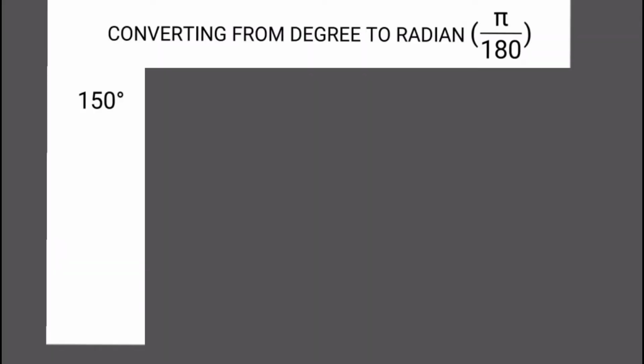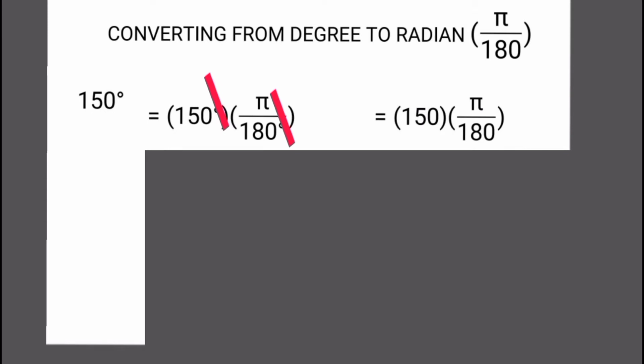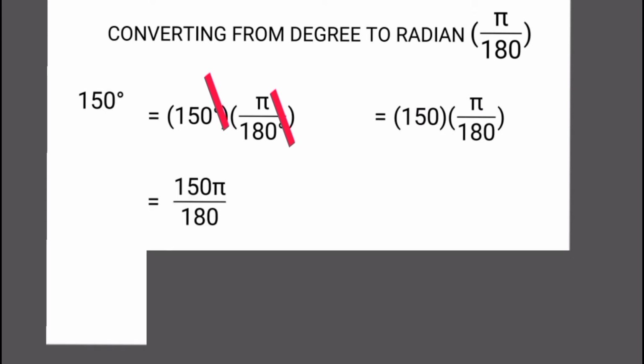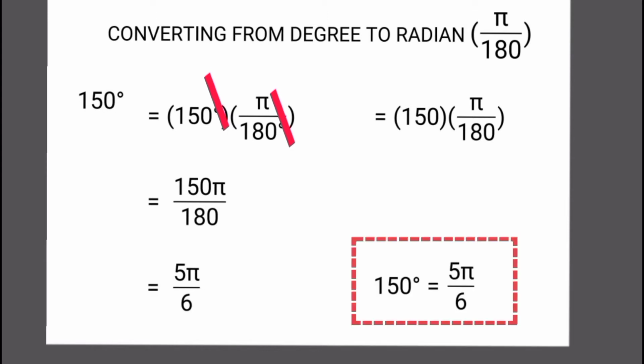Another, let's take 150 degrees. So, 150 degrees multiplied by pi over 180 degrees. Let's cancel both degrees so we have 150 multiplied by pi over 180. Then multiplying it we have 150 pi over 180, and since 150 and 180 are both divisible by 30, we can simplify it further. So, simplifying it further we have 5 pi over 6. Therefore the radian measure of 150 degrees is 5 pi over 6.